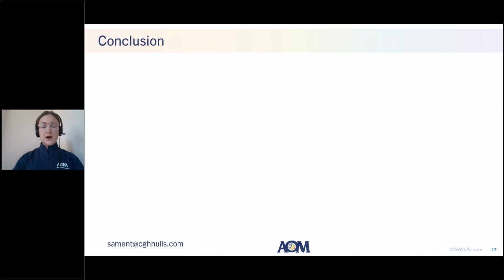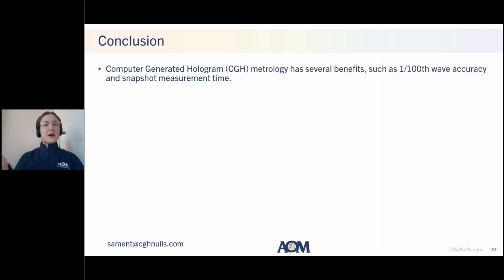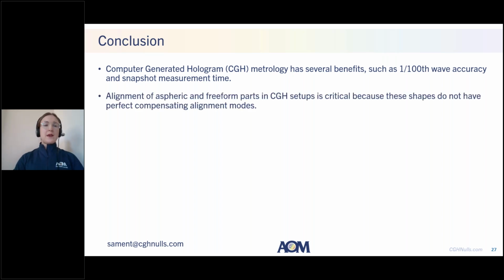Okay, so I've covered the CGH alignment patterns, and I just want to conclude by restating the main points that we've covered. So computer-generated hologram metrology has several benefits, such as 100th wave accuracy and snapshot measurement time. However, alignment of aspheric and freeform parts in a CGH setup is critical because these shapes do not have the perfectly compensating alignment modes that a sphere has.